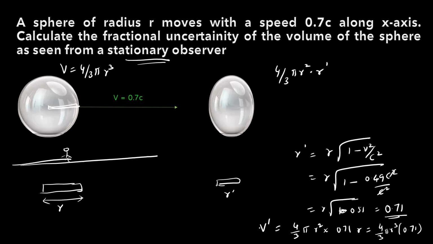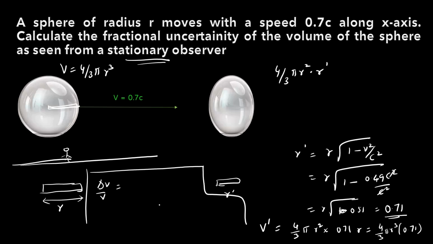Now what is this? Now V dash is the new volume. This is the old volume. Now what is happening to the new volume? The new volume is shrunk. The old volume is larger. Now what do I need? I need a fractional uncertainty. How do I find the fractional uncertainty? Let me write it on here. Delta V divided by Vi is what I need.